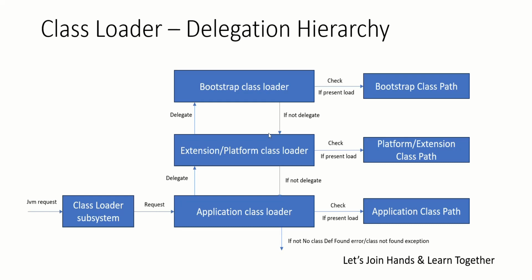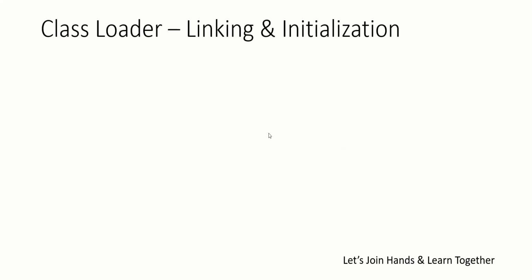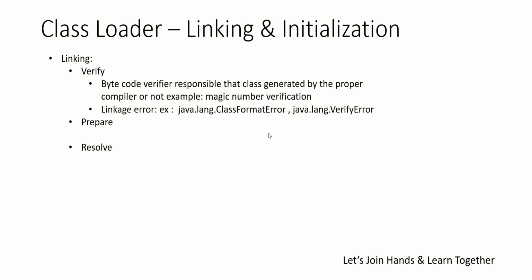Then, after the class loader subsystem, the next functionality is called linking and then initialization. We will first see what linking is. Linking also has three different activities: one is verify, another is prepare, and another is resolve. In verify, what it will do is the bytecode verifier. In the JVM we have a bytecode verifier. This is responsible for verifying whether whatever we have in a .class file is prepared by a correct or proper compiler or not. That is what it expects.